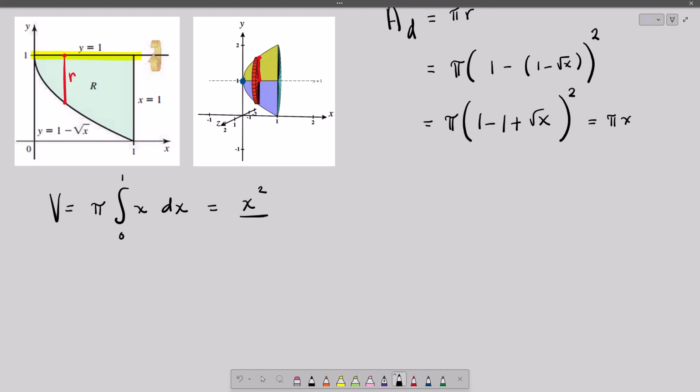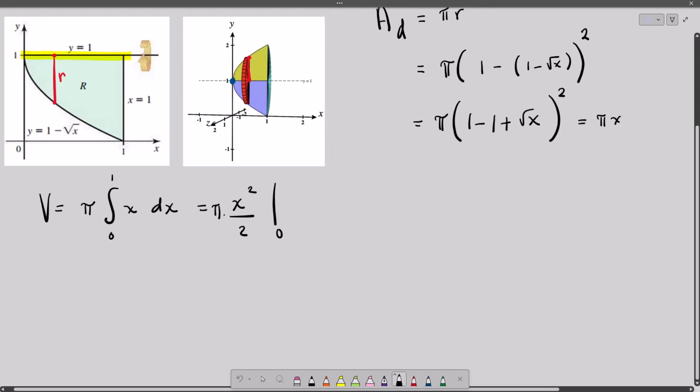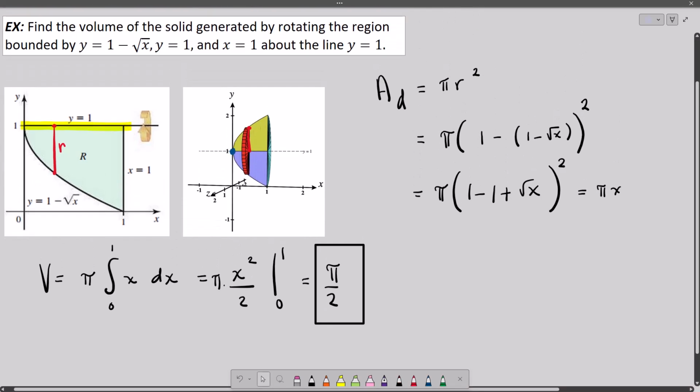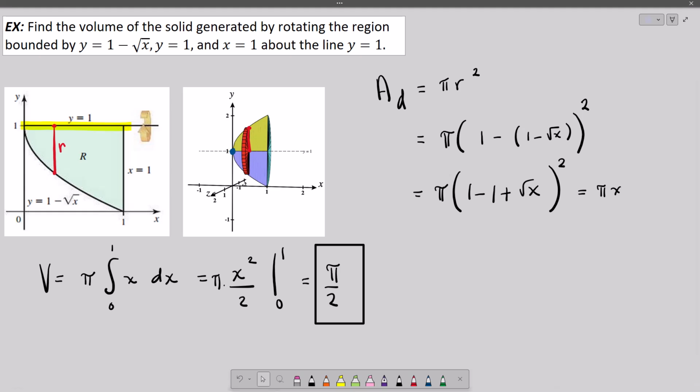And so we're going to get x squared over 2 multiplied by pi, from 0 to 1. And we're going to end up plugging in 1 gives us a half, so we end up with pi over 2 minus 0. You don't have to put the minus 0. That will be the volume of that nose cone. So integrate area to get volume.